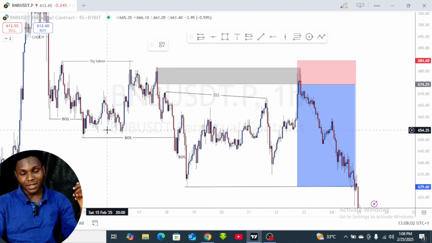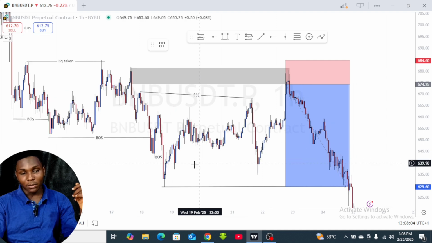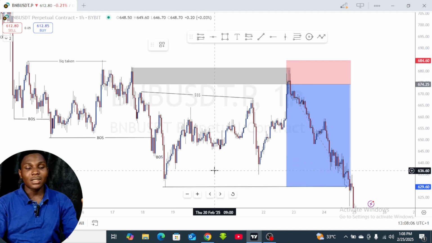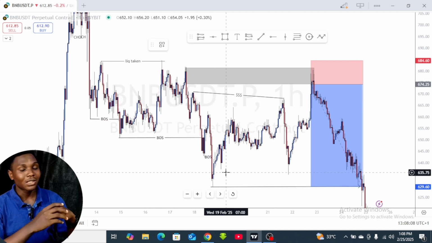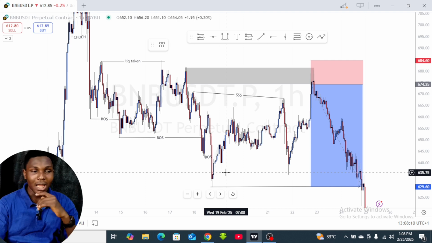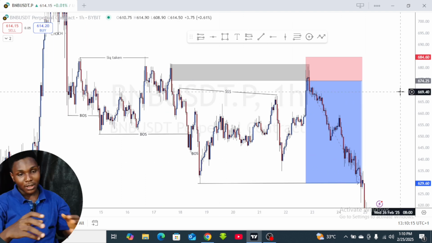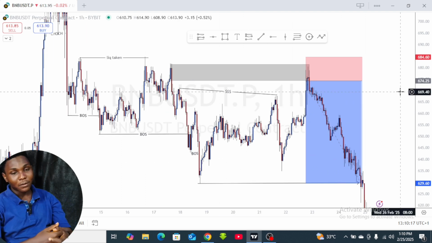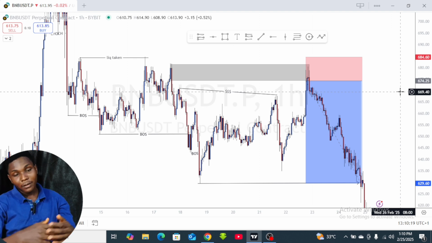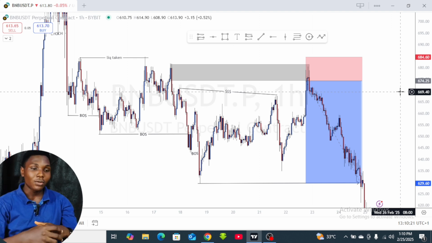another break of structure. Okay, we see a first break of structure, and we have another break of structure. This tells us that price has shifted from being bullish to now being bearish. So now, what do we have to look out for? We have to look out for liquidity, fair value gaps, and a valid supply zone to trade from.